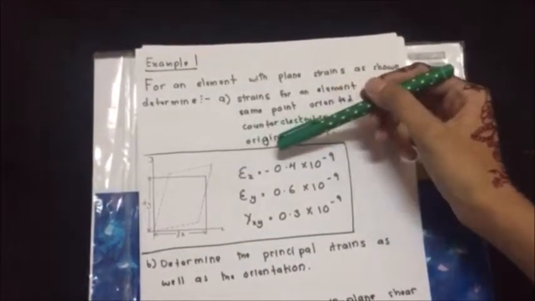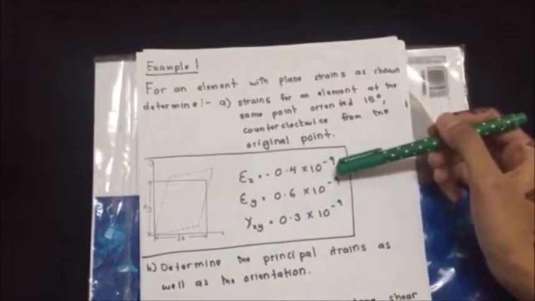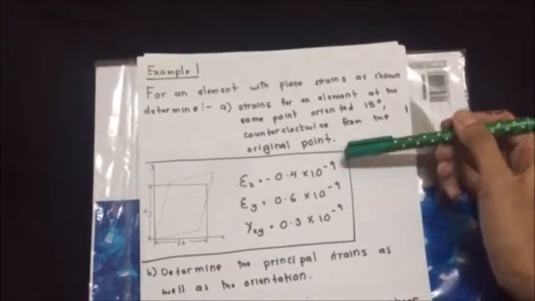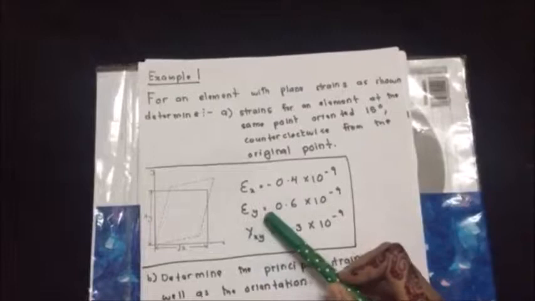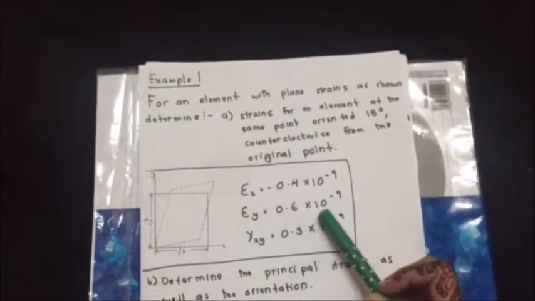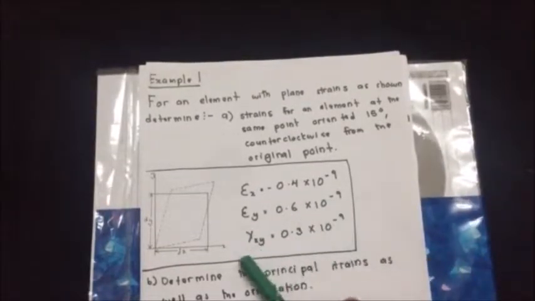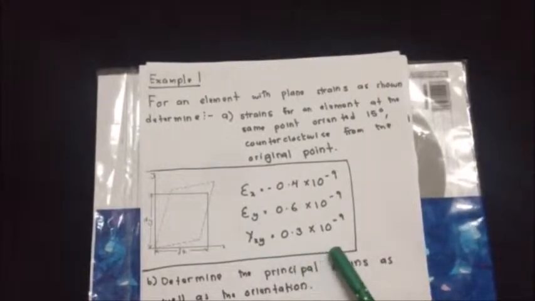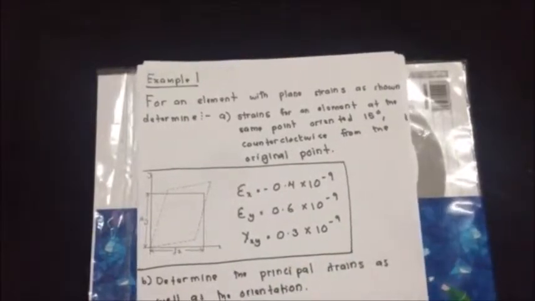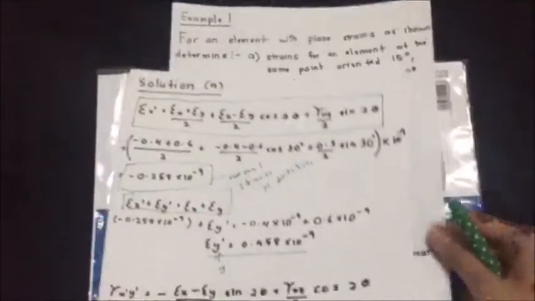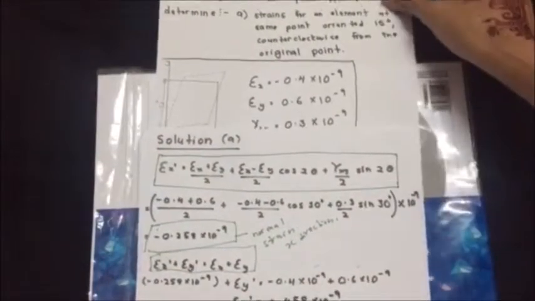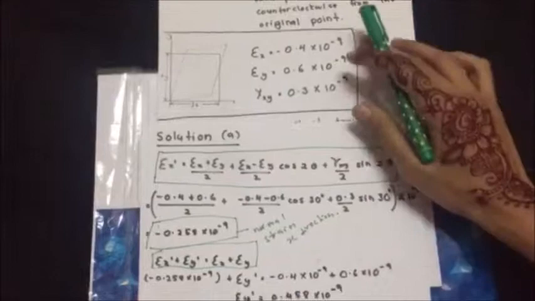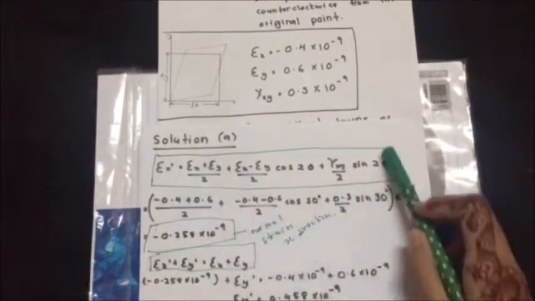The normal strain along x direction, negative 0.4 times 10 to the power of negative 9. The normal strain along y direction, 0.6 times 10 to the power of negative 9, and also the shear strain of x and y, 0.3 times 10 to the power of negative 9. So the solution of A is, we substitute all values into this equation.